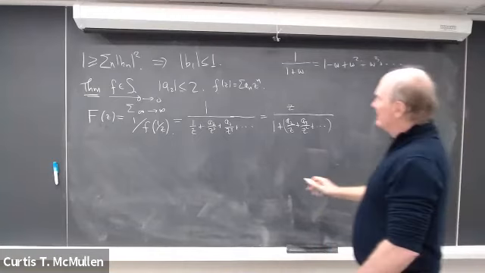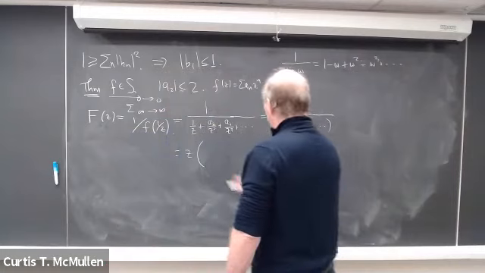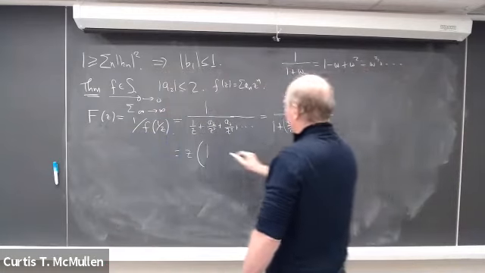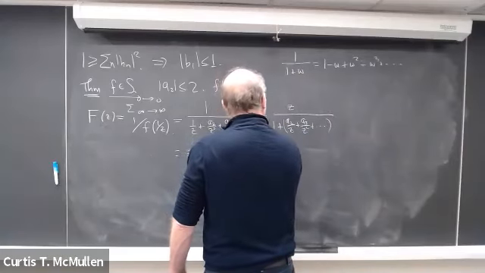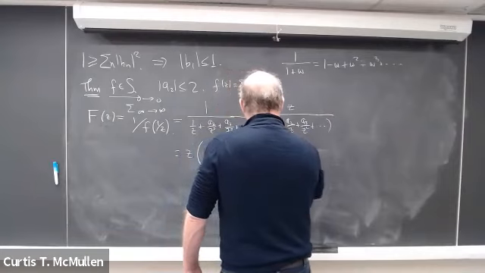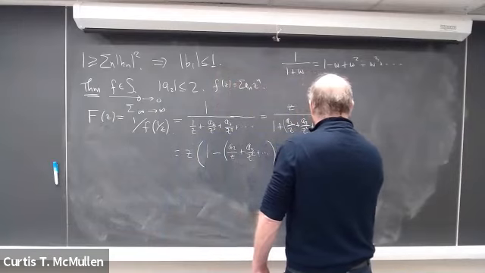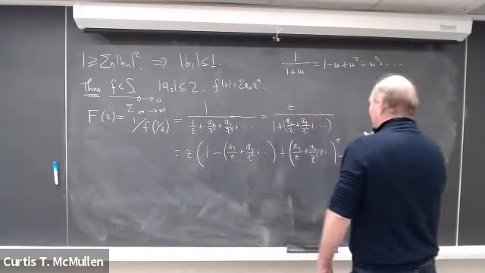And what we find is capital F of z is z times 1, and then we have to subtract off this term. So minus a2 over z plus a3 over z squared, etc. And then plus a2 over z plus a3 over z squared, etc., squared, minus, etc.